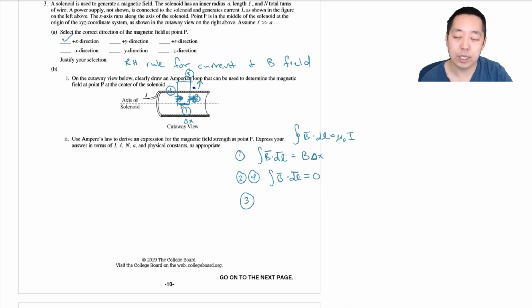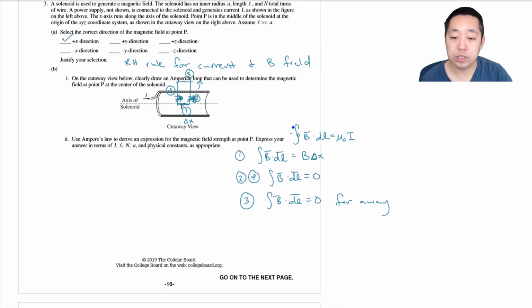Now for segment 3, I make it far enough away that the magnetic field is 0, because it's far enough away. All right, good.